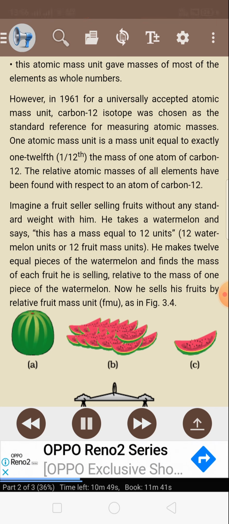Similarly, the relative atomic mass of the atom of an element is defined as the average mass of the atom as compared to 1/12 the mass of one carbon-12 atom.